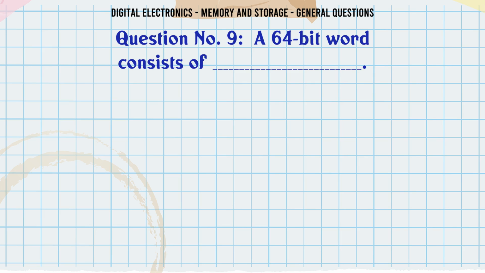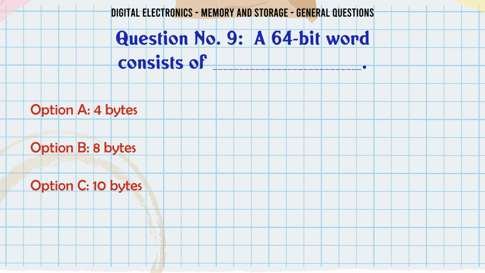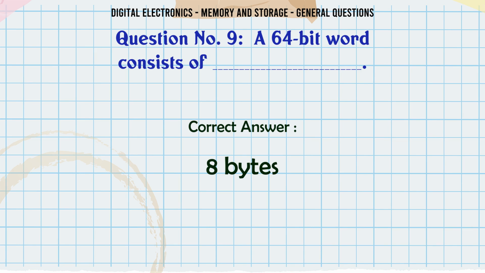A 64-bit word consists of A. 4 bytes, B. 8 bytes, C. 10 bytes, D. 12 bytes. The correct answer is 8 bytes.